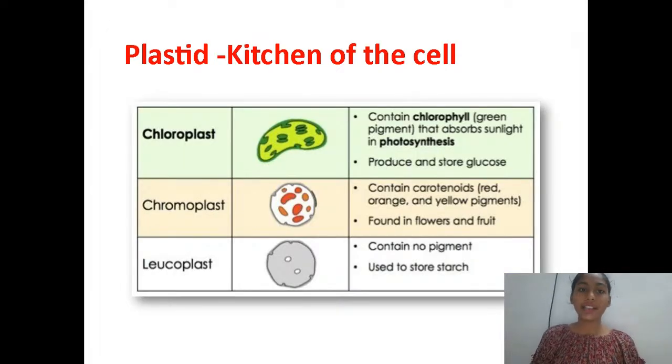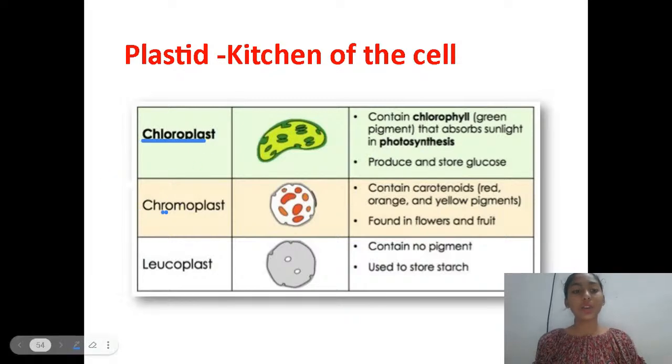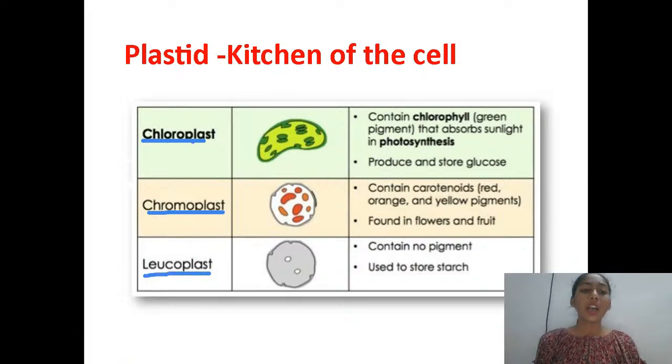Plastid, the kitchen of the cell. Plastids are another organelle which are called the kitchen of the cell. Why is that so? Any idea why kitchen of the cell? Because they create their own food. Plastid is of three types: chloroplast, chromoplast, and leucoplast. Chloroplast contains chlorophyll.